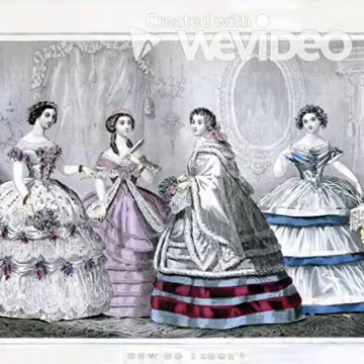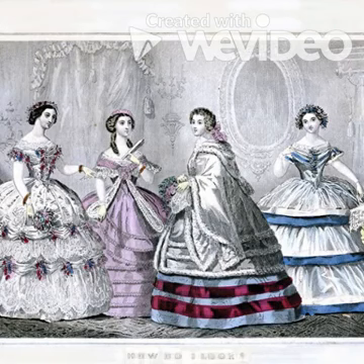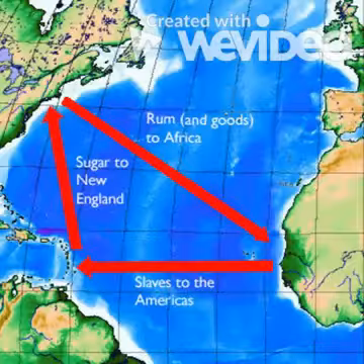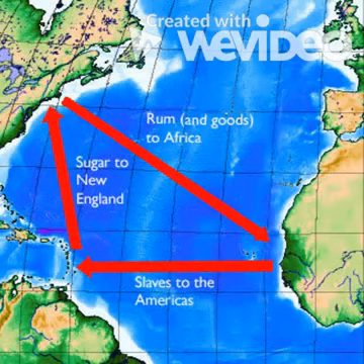The antebellum South is such a fascinating topic for many historians and history buffs alike. It was a time of high fashion, huge wealth, and booming industries throughout the southern United States. How did the southern United States come to have this type of society? The answer to that is simple: triangular trade.